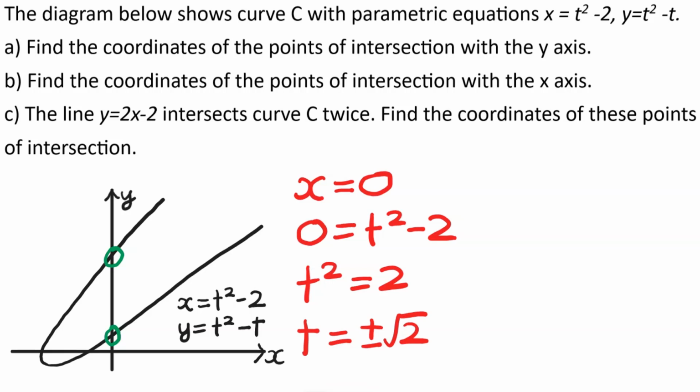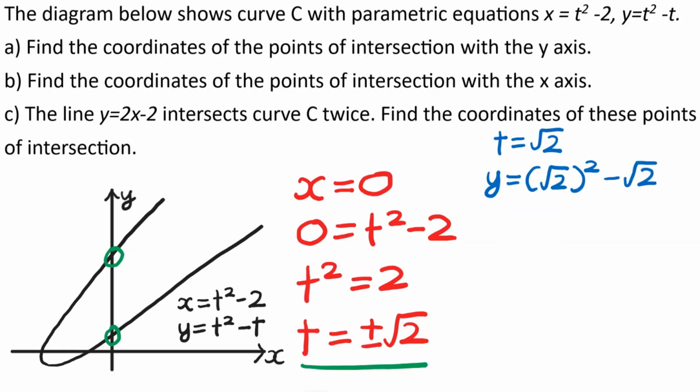Okay, so what this means is that these 2 points of intersection with the y-axis occur when t is equal to plus or minus root 2. But we don't need the values of t, we need the values of y for when this happens in order to get the coordinates. So what we're going to do with these values of t, we're going to sub these in to the y parametric equation. So if we start with the positive root 2, this is going to be y is equal to root 2 squared minus root 2. Root 2 squared is 2, so therefore y is going to be equal to 2 minus root 2. So therefore one of the points of intersection is 0, because the x coordinate is 0, and 2 minus root 2.